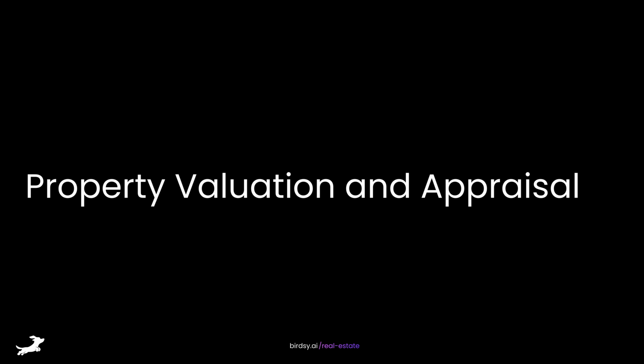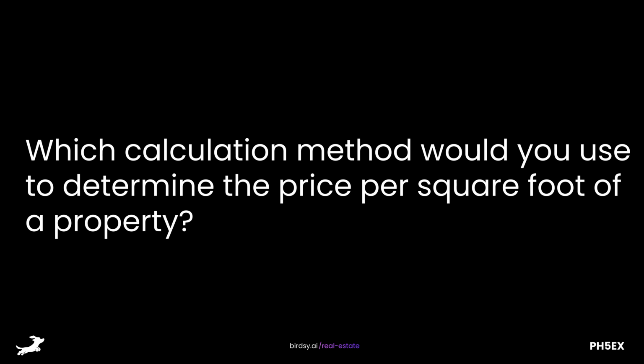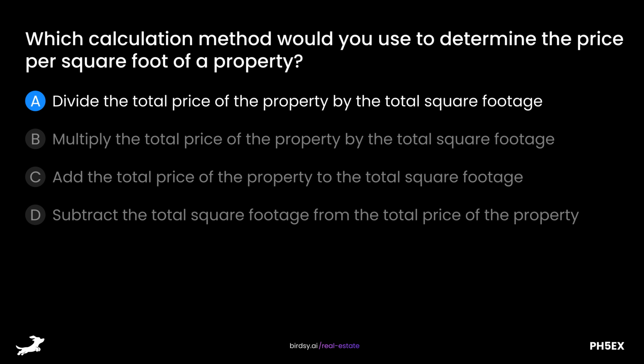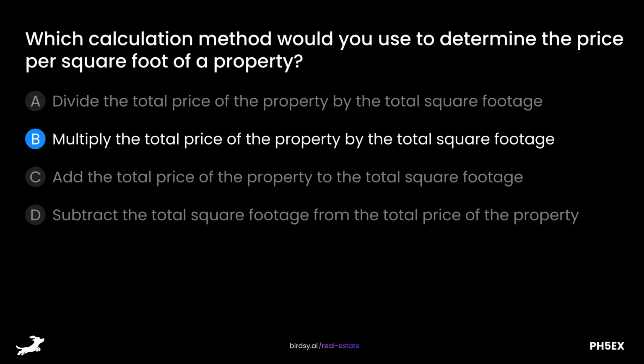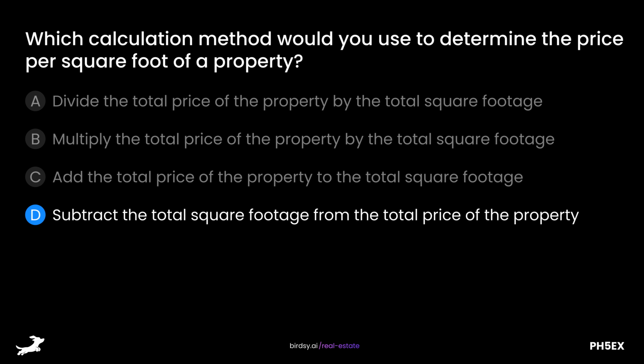Now let's get started. Let's start with a review of property valuation and appraisal. Price per square foot. Which calculation method would you use to determine the price per square foot of a property? Is it A, divide the total price of the property by the total square footage? B, multiply the total price of the property by the total square footage? C, add the total price of the property to the total square footage? Or D, subtract the total square footage from the total price of the property?